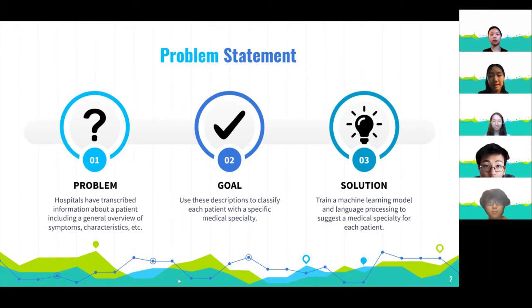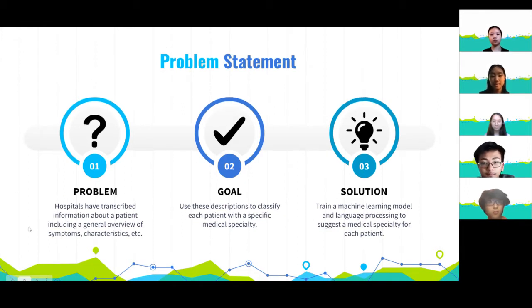So first, we would like to present our problem statement. Our problem that we decided to attempt to solve is that hospitals many times have transcribed information about a patient, such as their age, their gender, and some of their symptoms. Our goal was to use these descriptions to classify each patient with a medical specialty, such as allergy or cardiologist. Our solution was to use a machine learning model and language processing to suggest such a medical specialty for each patient.